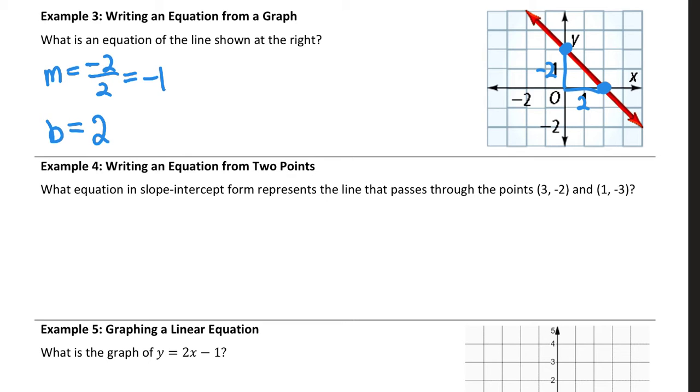So my equation is going to be y equals negative x plus 2. Negative x and negative 1x are the same thing. So either one would be acceptable in that situation. Okay?